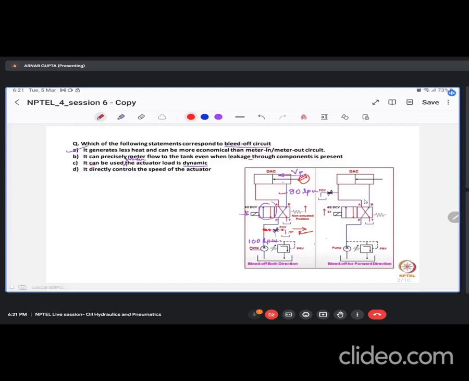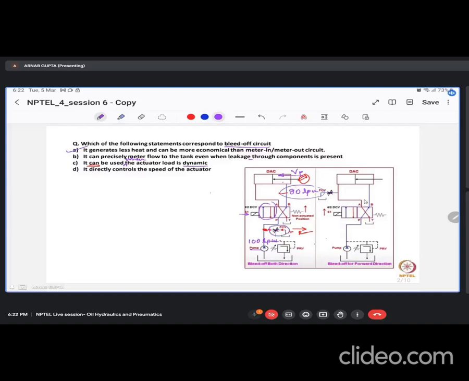So it can't be used. This is not the correct option. It directly controls the speed of the actuator. As you can see, the speed of the actuator is not directly controlled by this flow control valve. It is indirectly controlled. Why?